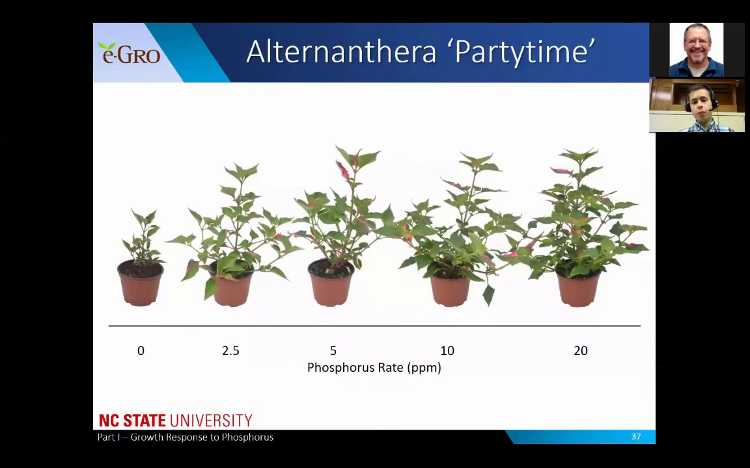And here is Partytime Alternanthera. Again, you can see that these plants did quite well with very low rates of phosphorus. And in fact, this one reached its maximum growth potential at 4 parts per million phosphorus. So this is definitely one of the cultivars that we tested that was on the very low end of phosphorus requirements. But still, most of them are right around that 5 to 10 parts per million range.